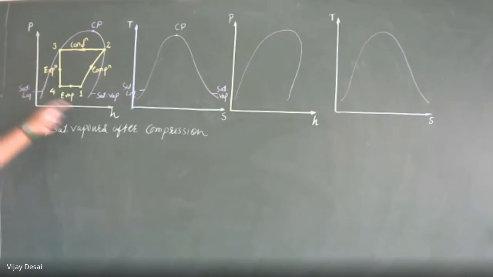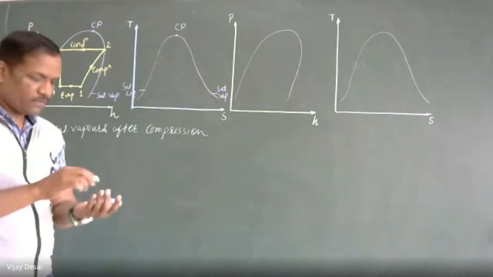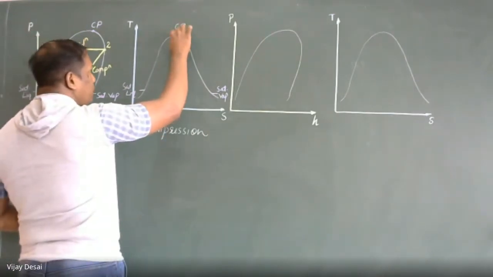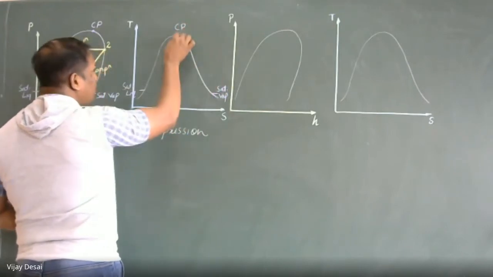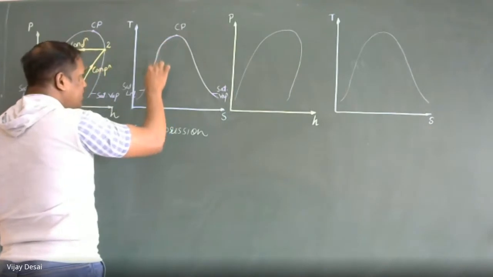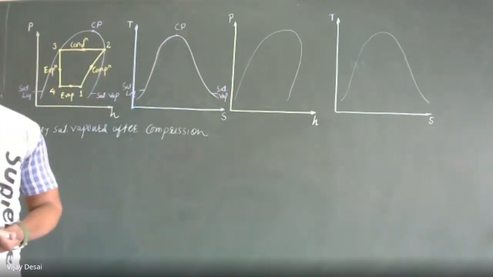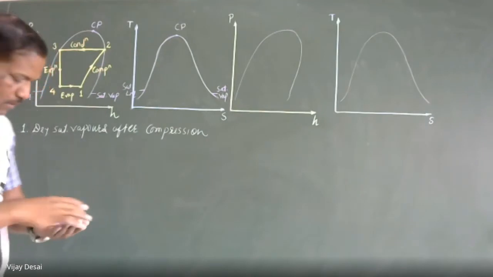So this is the cycle on the pH diagram. Now we will see how it is represented on the TS diagram. So here this is the critical point. On this side this is the saturated vapor curve, and on the left side this is the saturated liquid curve, and in between it is wet vapor. Wetness can be measured with the help of dryness fraction.